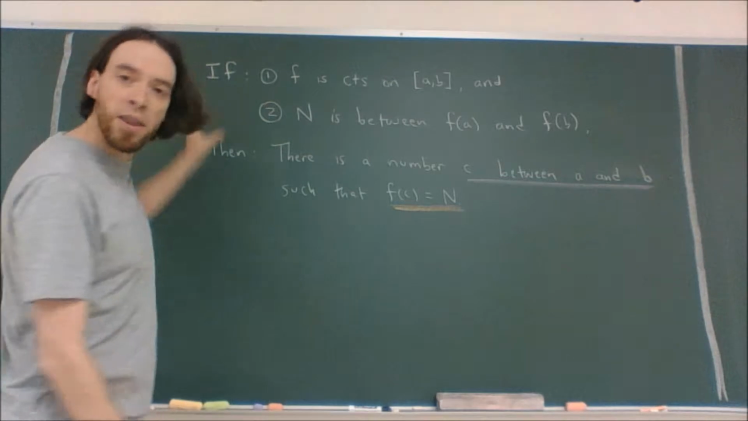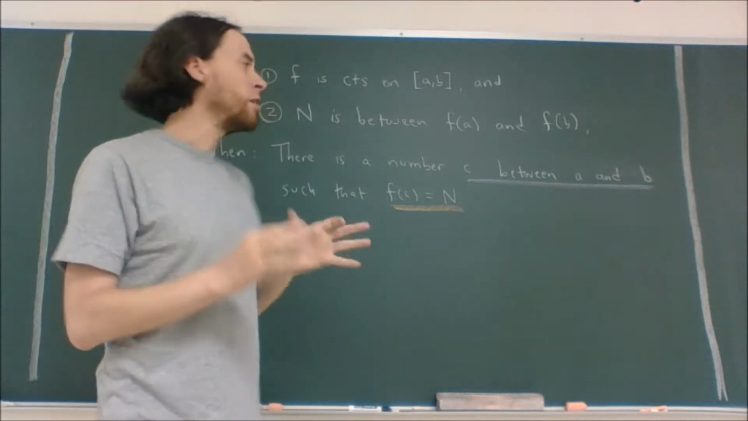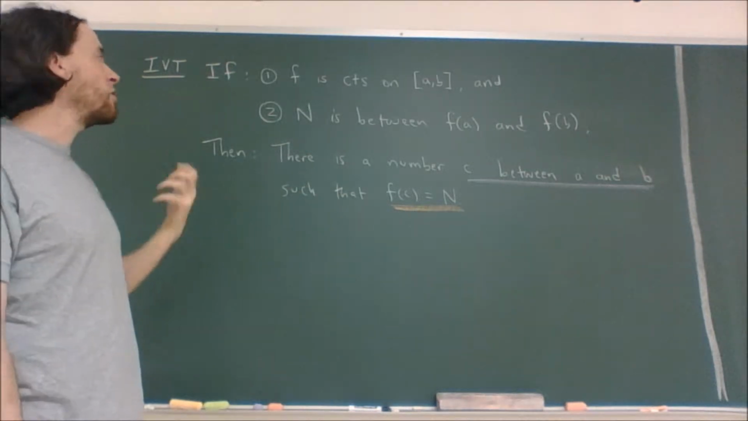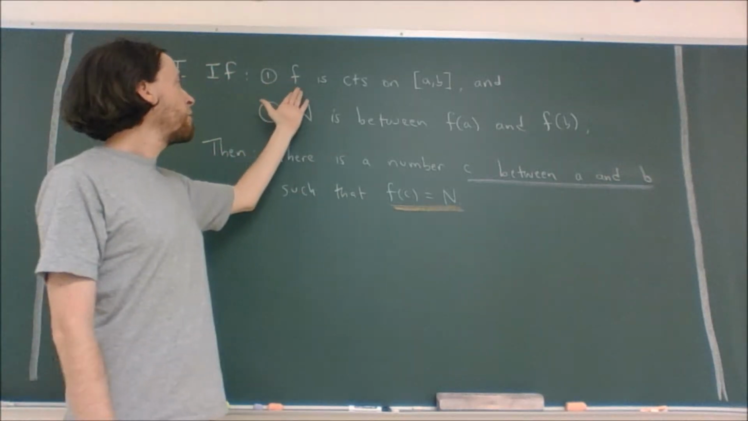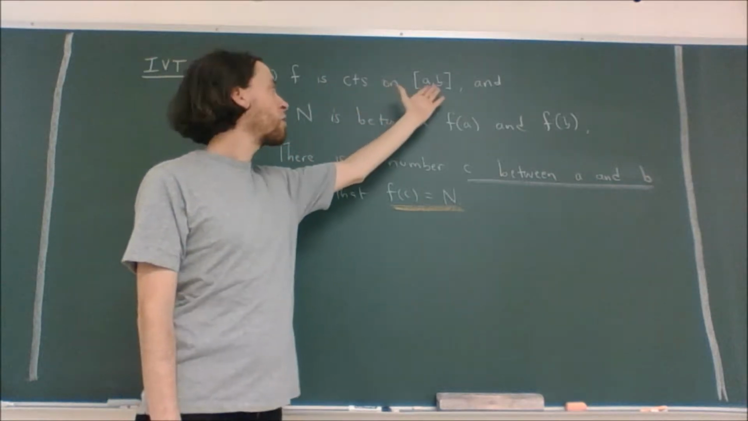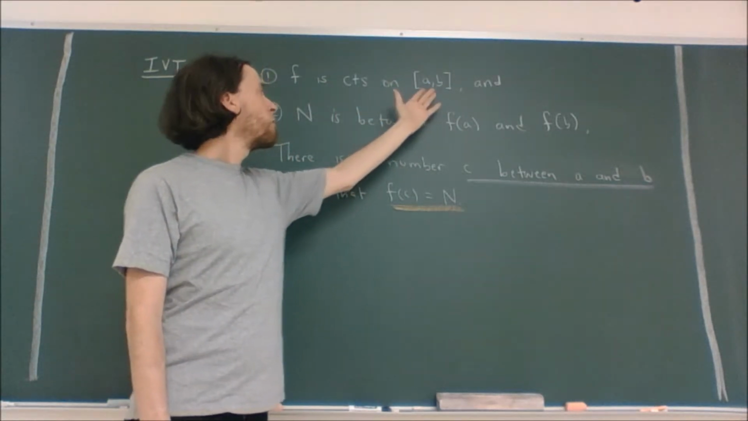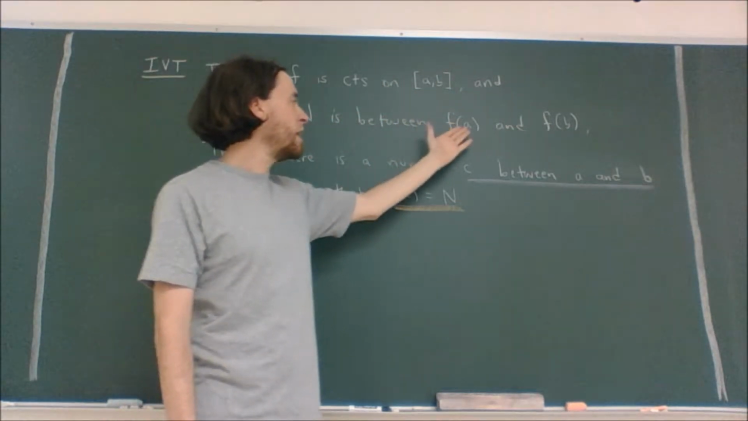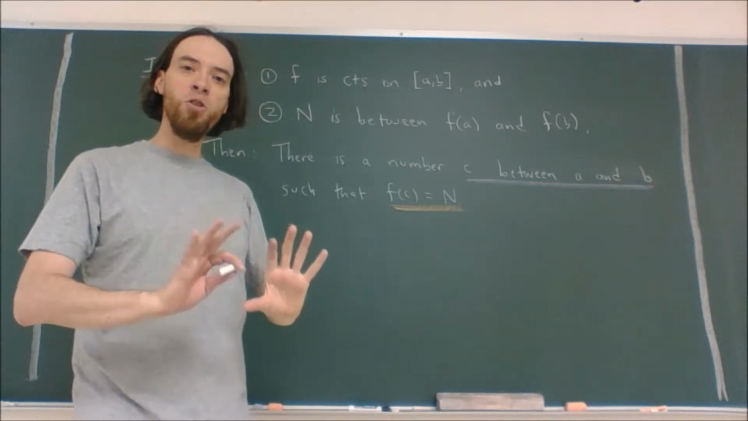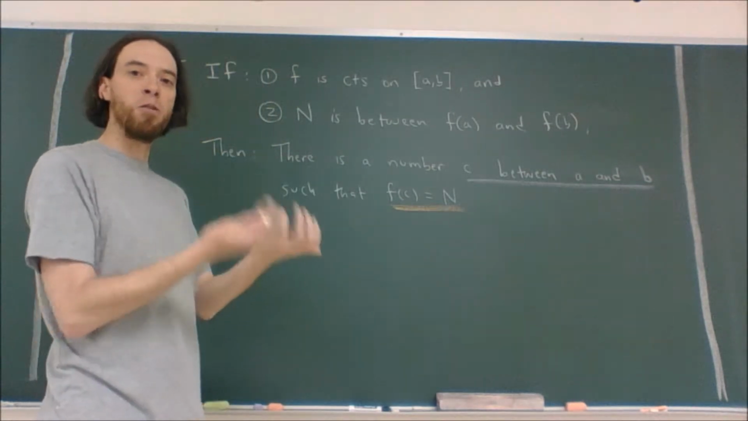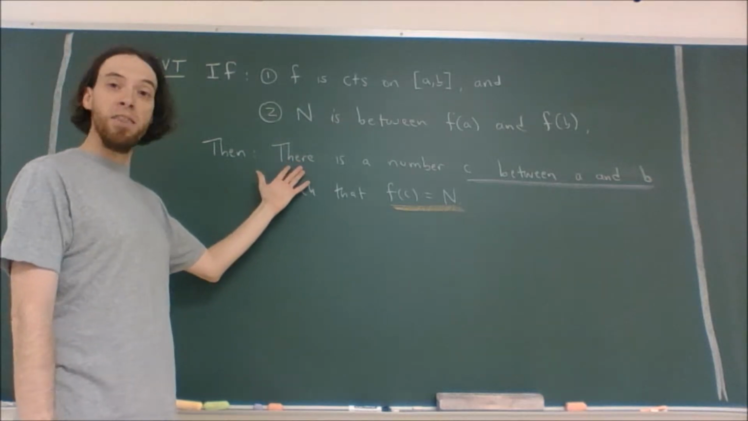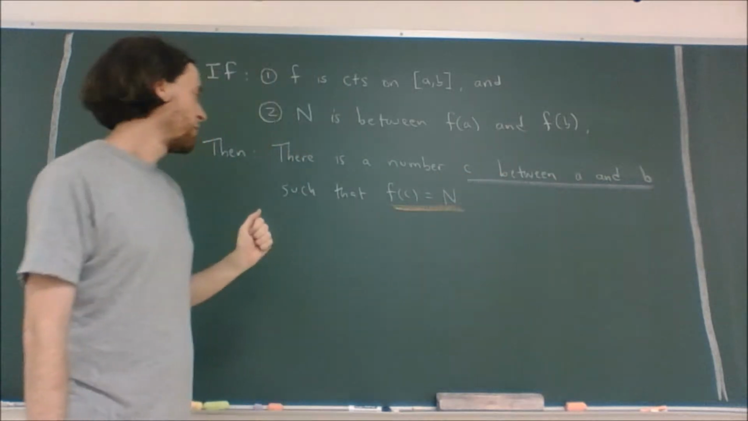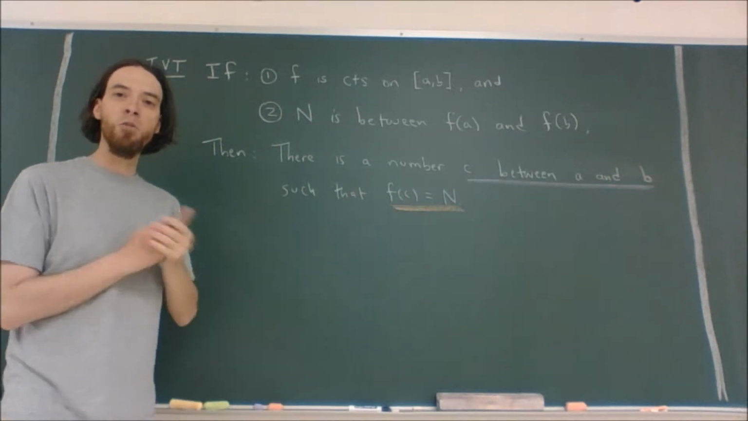So we're going to talk about the intermediate value theorem, and if you'll recall, it says this, that if two things happen, then something else happens. So it says that if f is continuous on this closed interval a to b, first, and second, capital N is a number between f of a and f of b, then if those two things happen, the intermediate value theorem assures us that we get this conclusion. There is a number c between a and b such that f of c is equal to N.